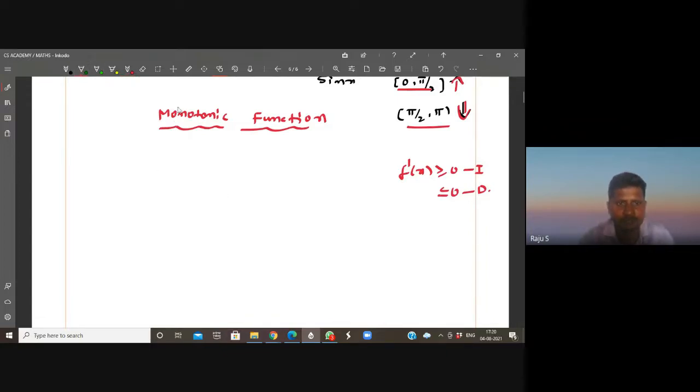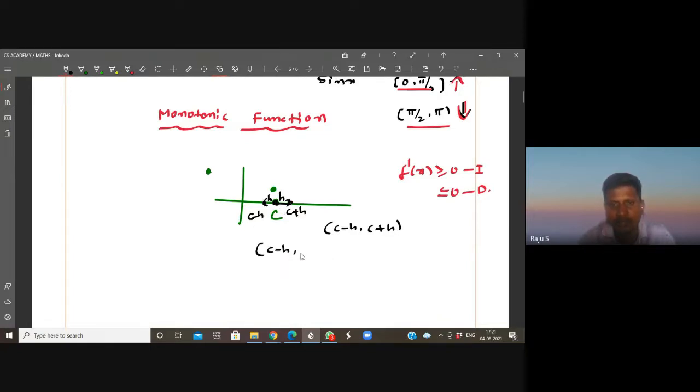Okay, at a particular point, whether the function is increasing or decreasing. How can we say that? I want to know at a particular point. For example, here I'm taking the particular point C. So what shall we do? We have to take the neighborhood points, like some small h value, here C plus h and here C minus h. So the interval C minus h, C plus h can be divided into two subintervals, C minus h comma C and C comma C plus h.